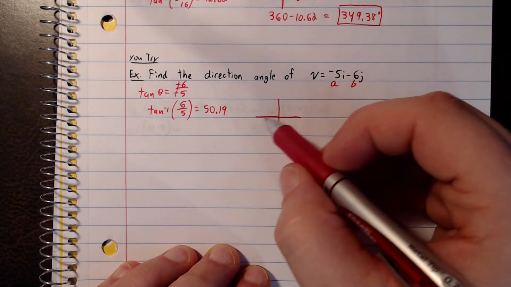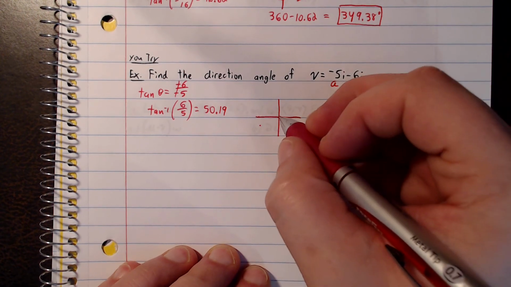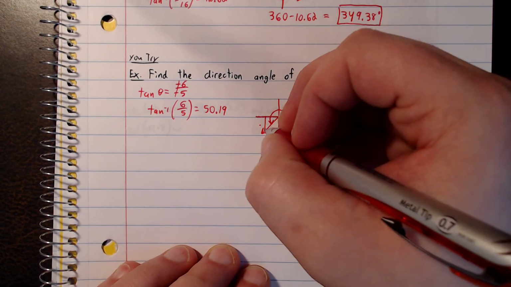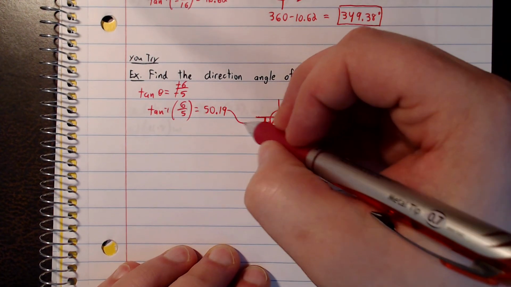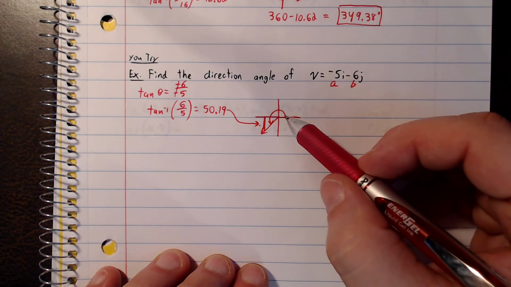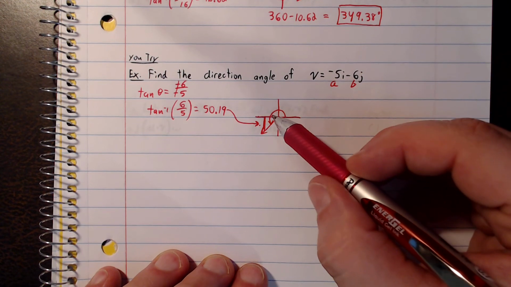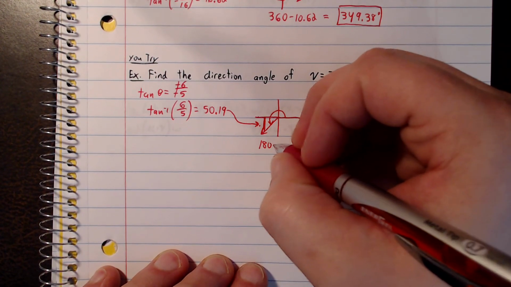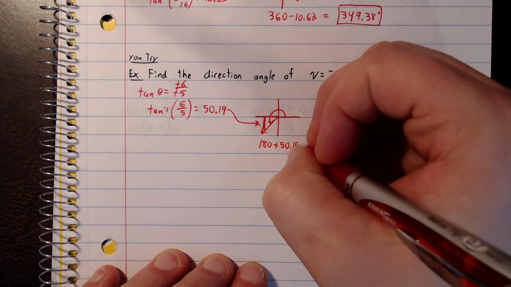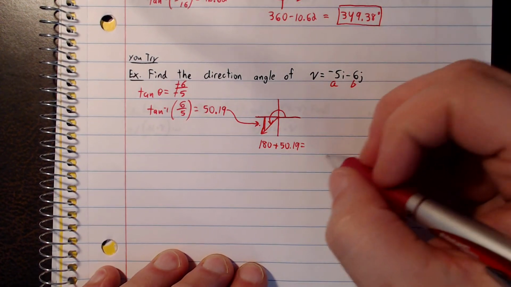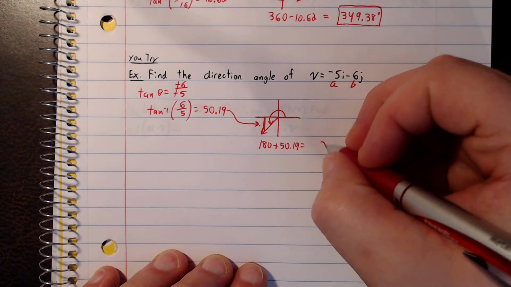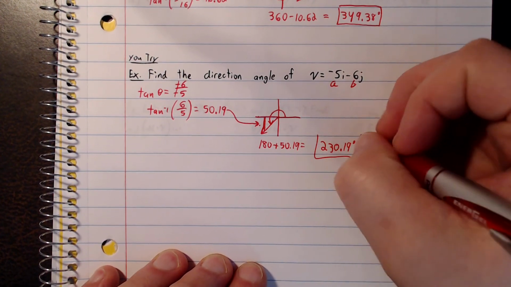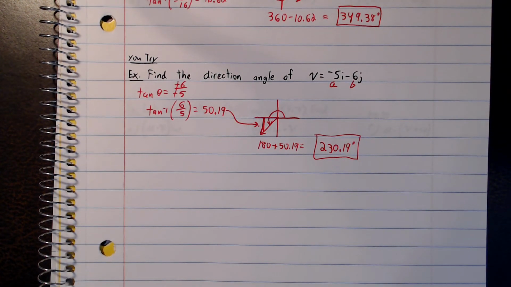Let's see, -5, -6, it's down here. They gave us this reference angle. So we know if we go 180 to here, we also have to travel 50.19 more. More would be addition. So if we want that full angle, we add, and we come up with 230.19 degrees. And there you have it.